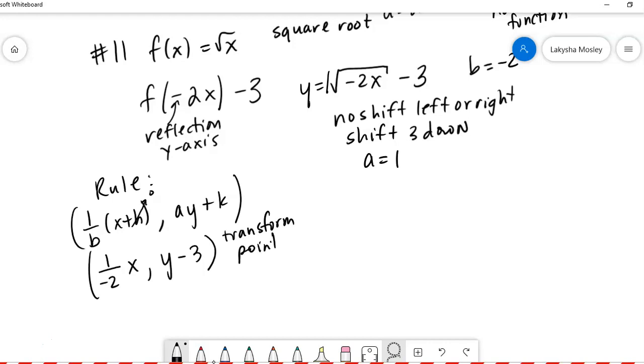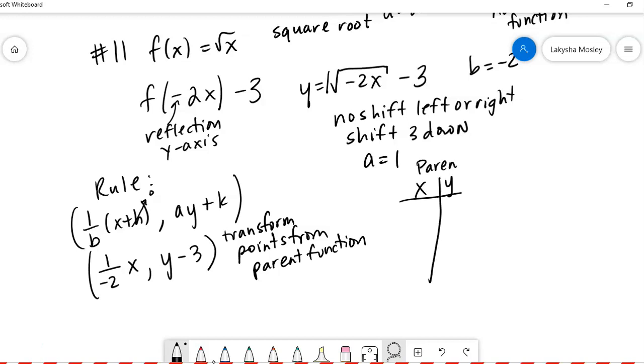So here's the rule that I need to use to transform points from the parent function. Again, our parent function above, like I just said, is a square root. So the first thing I should do is take my parent function values. I know the major points or key points, use that worksheet, are 0, 0. I know that 1, 1 is on there. I also know that 4, 2, and 9, 3 are key points for the parent function.